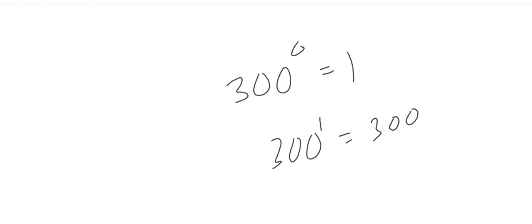Now, any number to the power 0 will be 1. This is the other thing. So always remember, guys, that any number to the power 0 is 1, and any number to the power 1 is the original number. Like 300 to the power 1 is 300. Okay? Now, what are we going to do with indices is, how do we multiply indices?